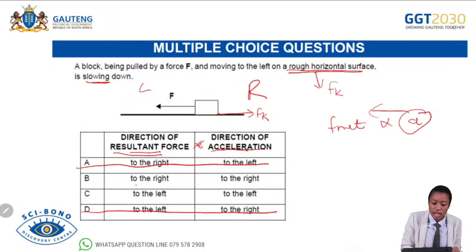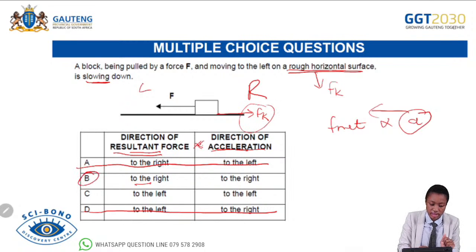Why? Because if it's moving to the left, the direction of acceleration will oppose that of motion, in the direction of the frictional force. So in this case, B is your answer.